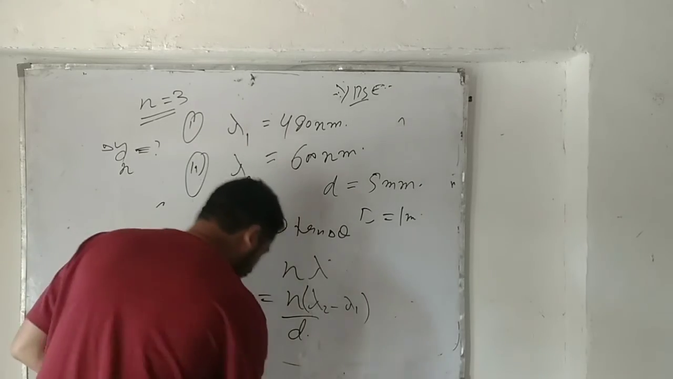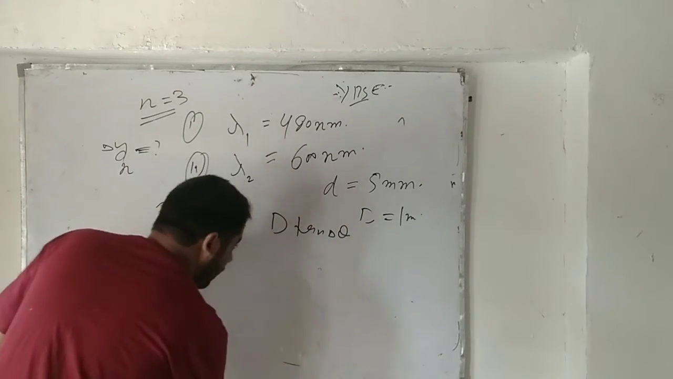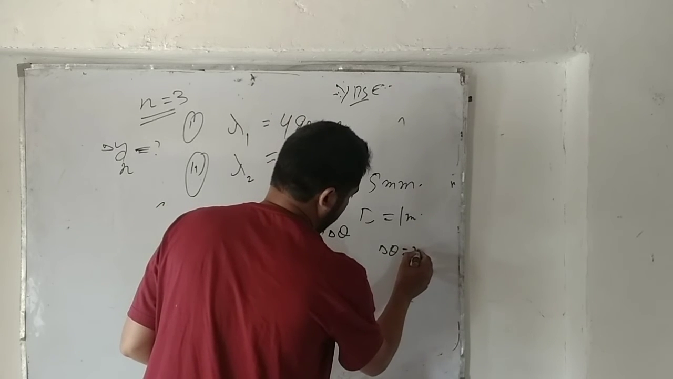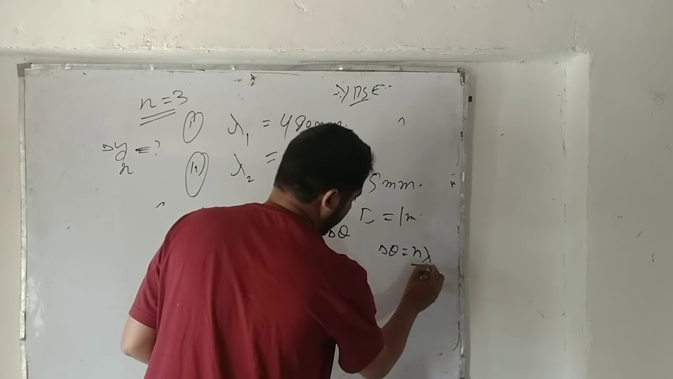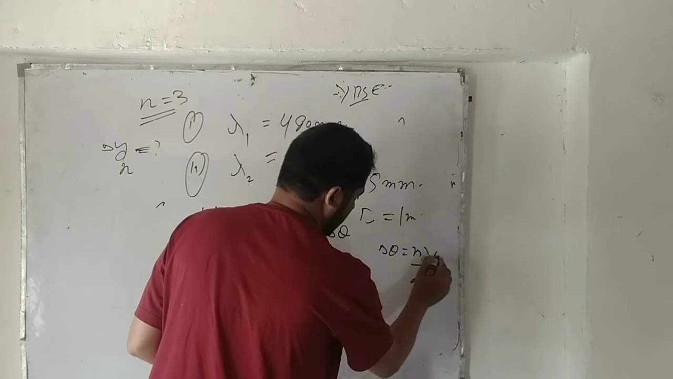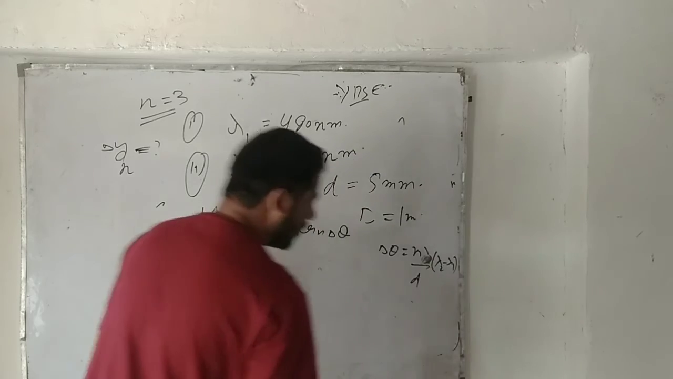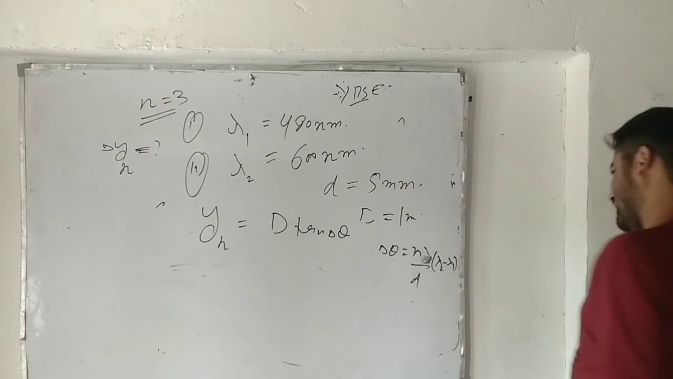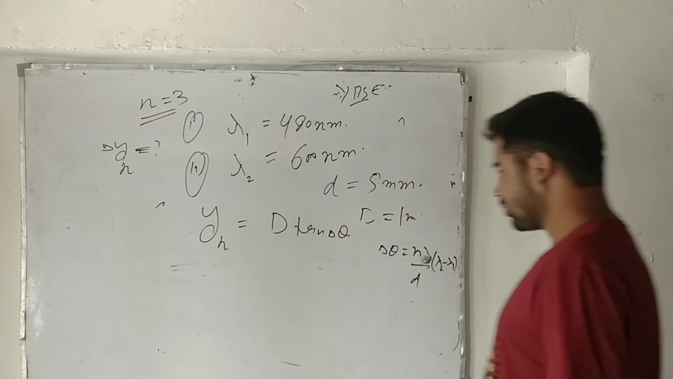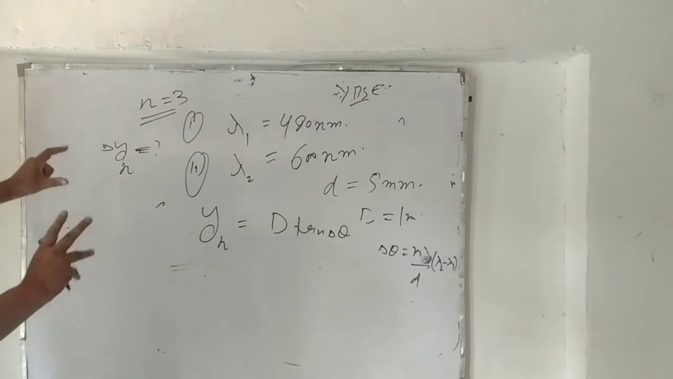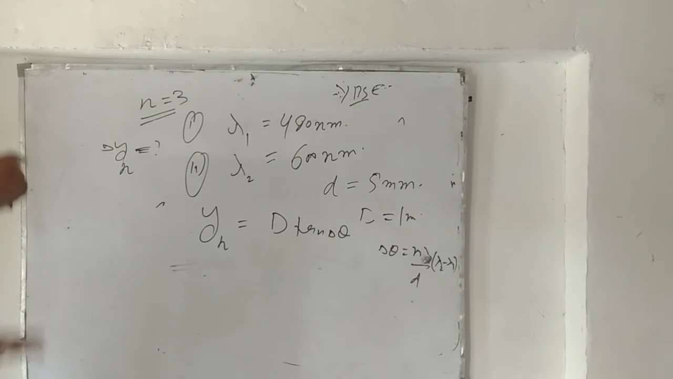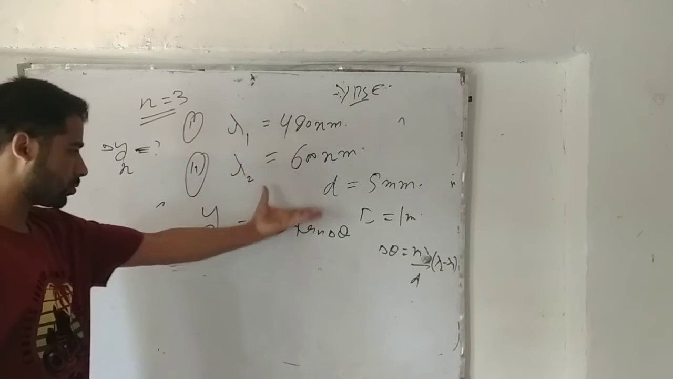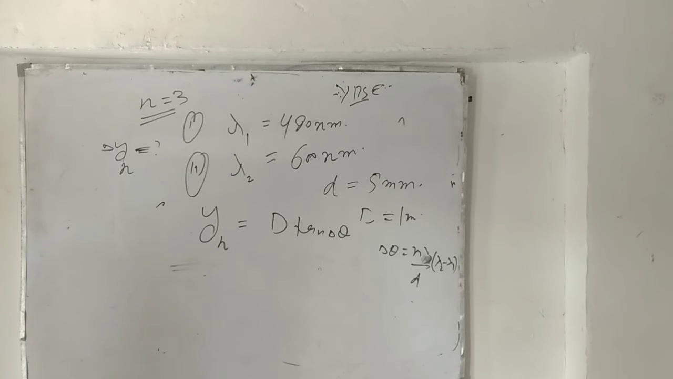So I got delta theta as n over d times lambda 2 minus lambda 1. I don't need to worry about lambda 2 and lambda 1, they are given, and the distance between the slits is also given. So I should go correctly with how the same order fringes are going to be distant from each other when using different light sources to show the interference pattern.